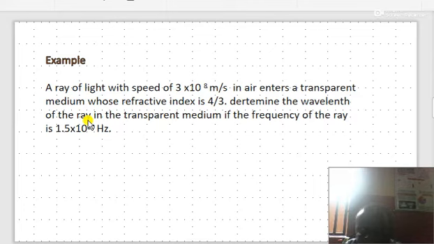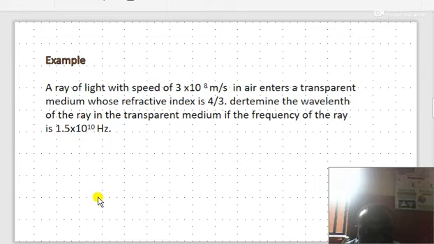Here's an example. A ray of light with speed of 3 times 10 to the power 8 meters per second in air enters a transparent medium whose refractive index is 4 over 3. Determine the wavelength of the ray in the transparent medium if the frequency of the ray is 1.5 times 10 to the power 10 hertz. So that's the frequency. So what do we need to do?